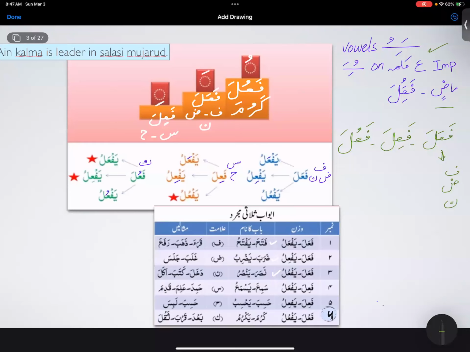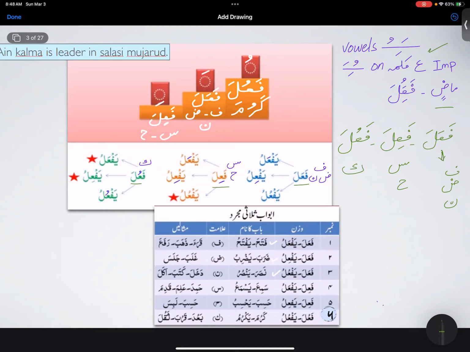Samia and Hasiba. Yes, we have Samia, and then we have Hasiba. With fa'ula, what do we have? Karuma, right? So bab Karuma. Now when it comes to mudariya, we have fa'ala over here, then fa'ila, and then fa'ula. All three variations we found over there.